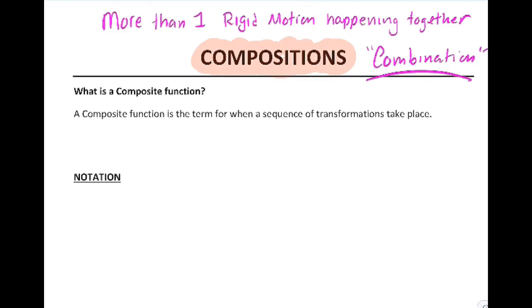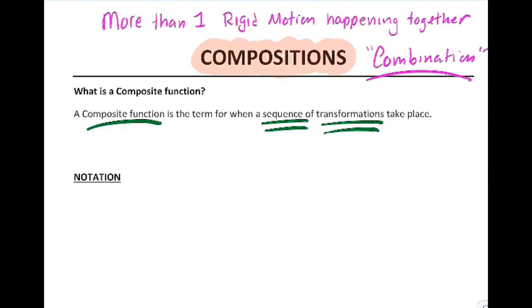Okay, so if you haven't already written what's in pink at the top, go ahead and write that. A composition is more than one rigid motion happening together, so a sequence or a combination, as somebody brought up today. I like that word. So down below it says a composition function is a term for when a sequence of transformations takes place.